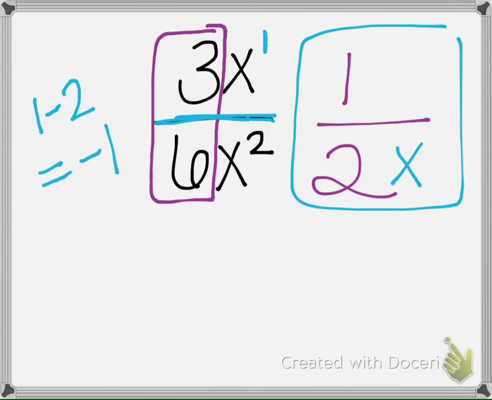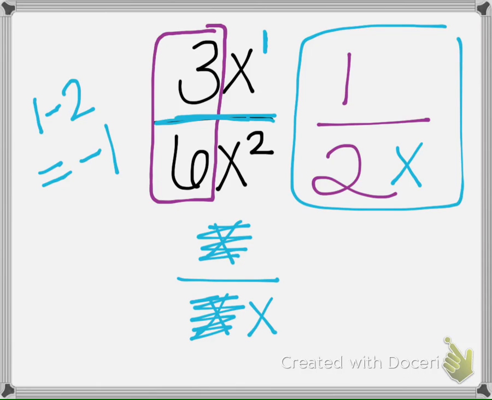The other way to think about it is that we have an x here, and then we have 2 down here. So this one will cancel out with this one, and we're left with just an x in the denominator. So this is our final answer, 1 over 2x.